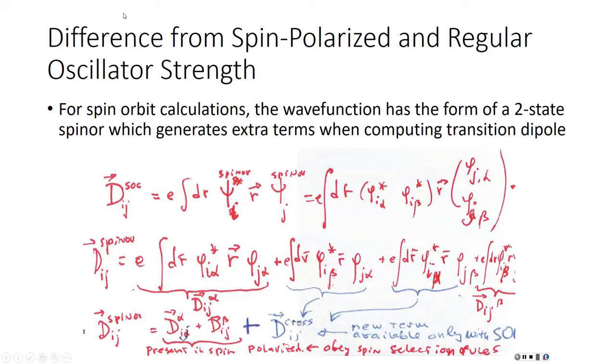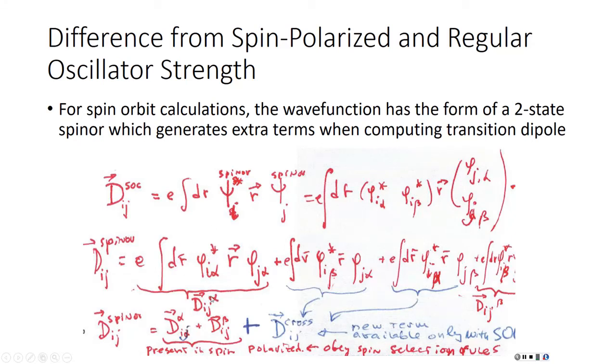For spin orbit coupling calculations, the wave function is described by a 2-state spinor. That's just the solution form that it takes. And then when you're doing transition dipoles, you get extra cross terms that normally don't appear due to quantum mechanical effects. So going through our derivation here, when we take all these dot products, we're going to get 4 terms because we have two component vectors.